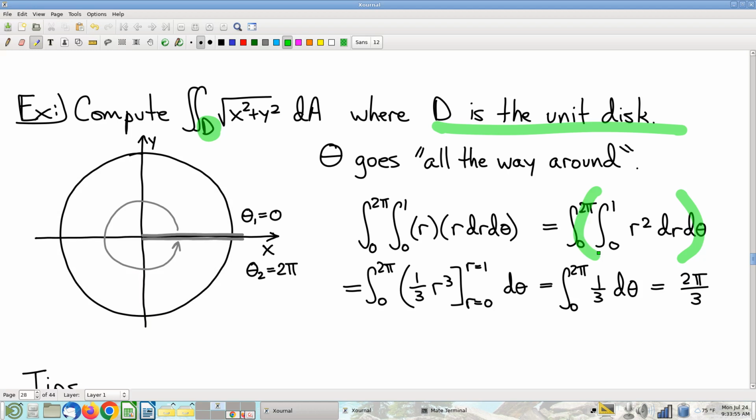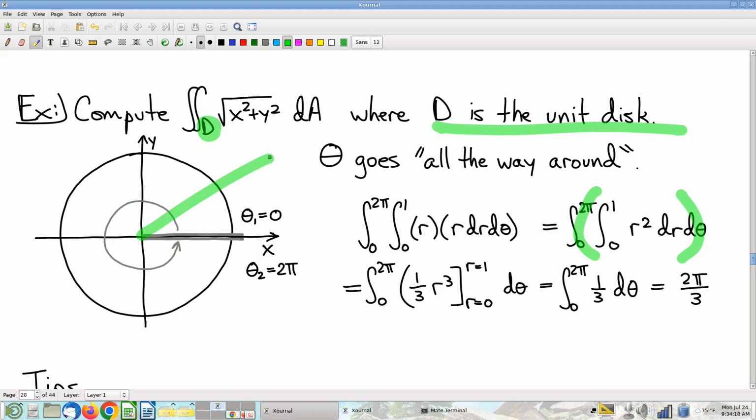A good rule of thumb to remember is that if you are going all the way around, even if it's not a disk, even if it's some other shape, but if it goes all the way around the origin, right off the bat, it's 0 to 2 pi. You don't have to rethink this through every such time. Okay, righty. So now, what about the r bounds?